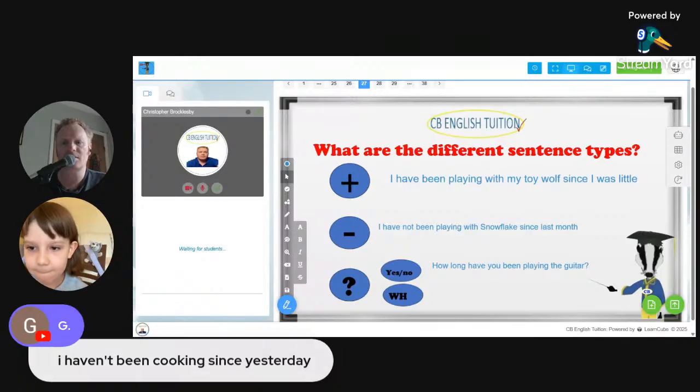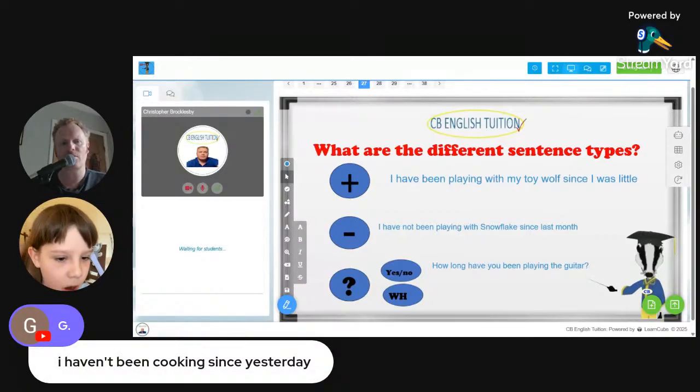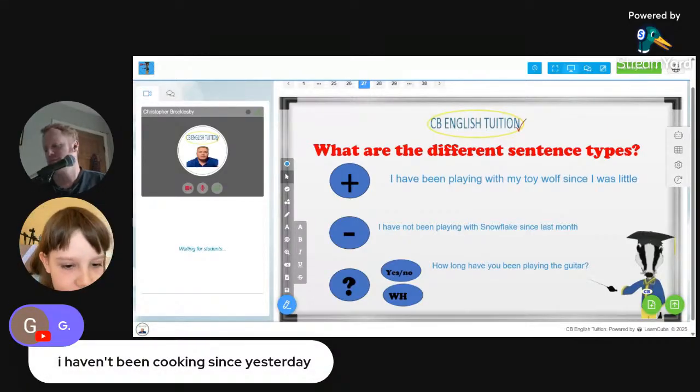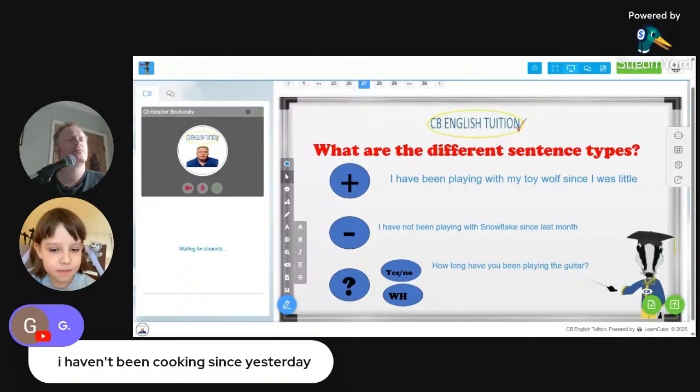G has a sentence. Can you read G's sentence, Vavara? I haven't been cooking since yesterday. Yeah, again, it's possible. Usually, as I said, with negative questions, you don't give exact times. For example, you say, I haven't been cooking very long.